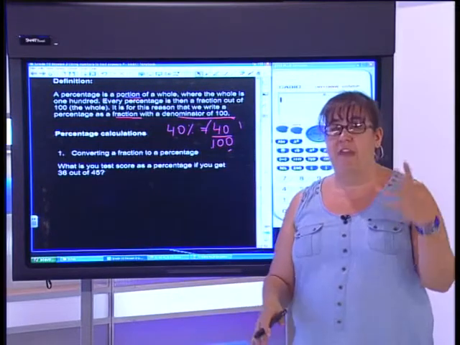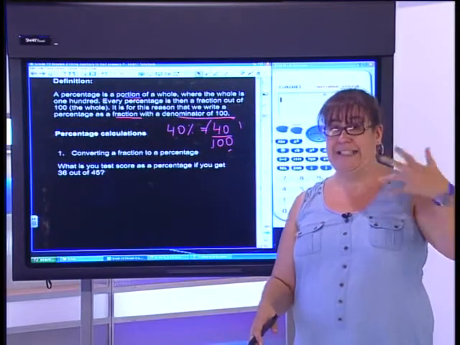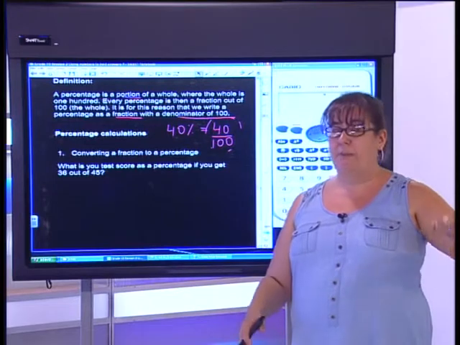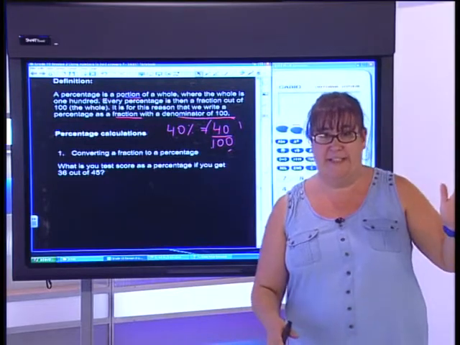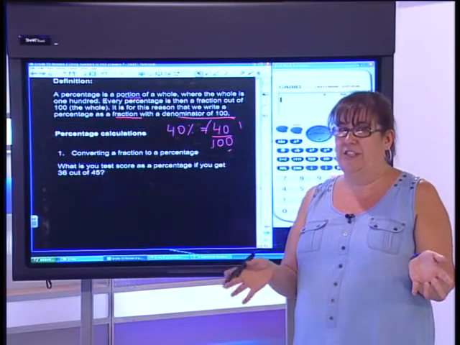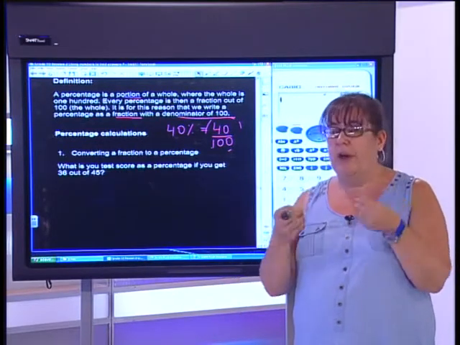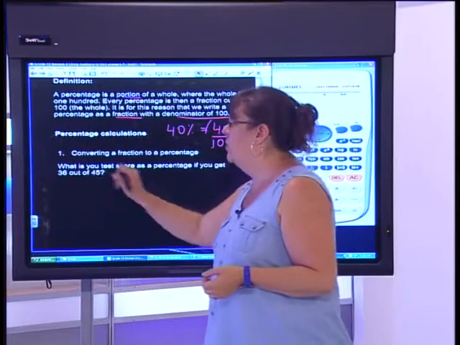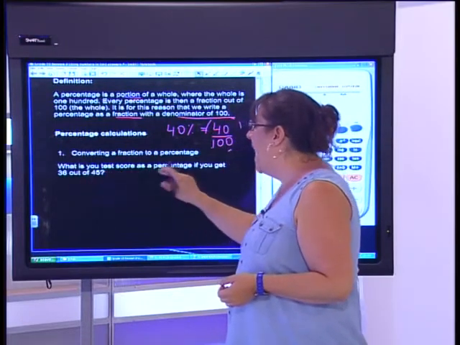Now this is my favorite question, because every time I hand a test back to kids, they say to me, ma'am, what percentage is this? And I say, go calculate it yourself. I'm no longer going to calculate percentages for them, but it's a common question. So let's go through the question again. What is the score as a percentage?